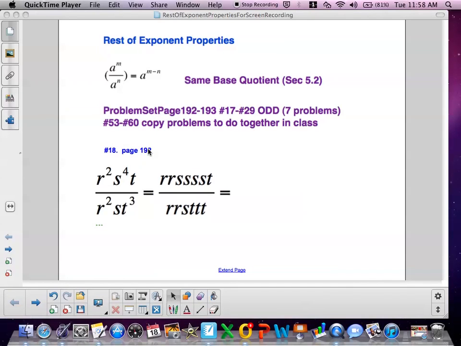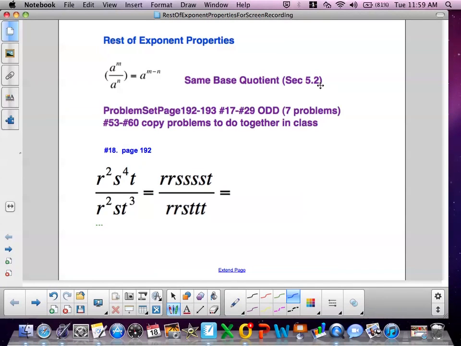Okay, let's go ahead and finish up the exponent properties quickly. The first property that we need to talk about, the technical name is same base quotient. It's found in section 5.2 in your textbook. But in plain English, you have a fraction, with a variable in the numerator and a variable in the denominator, and they're raised to different powers. Just some simple ways that you can simplify this.